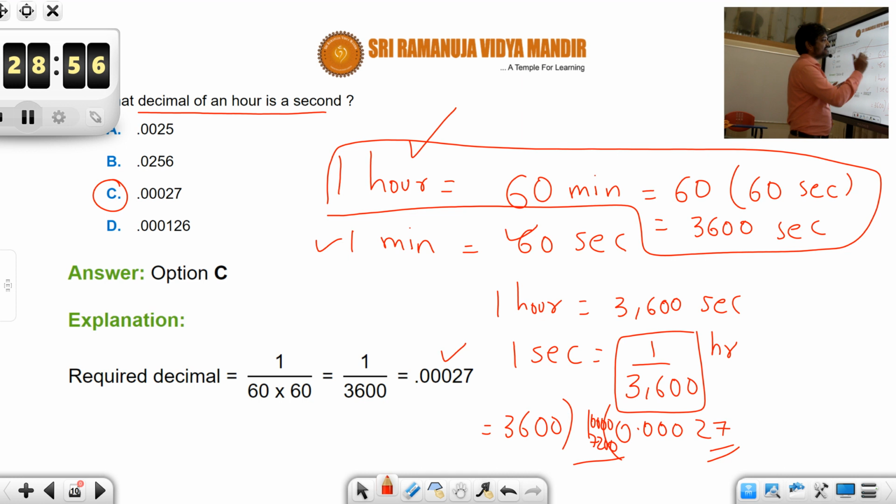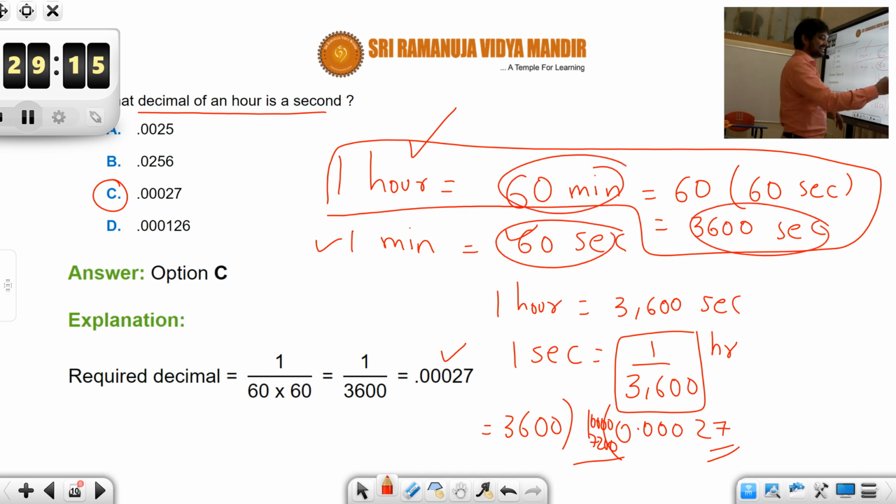Okay, and then we have expressed 1 second as 1 by 3600th of an hour. That is 1 by 3600. Once you are done with this conversion, the rest is very simple, that is very elementary. Here you will be using your long division method to find the answer and you will end up with option C.